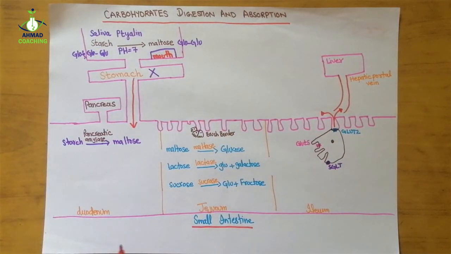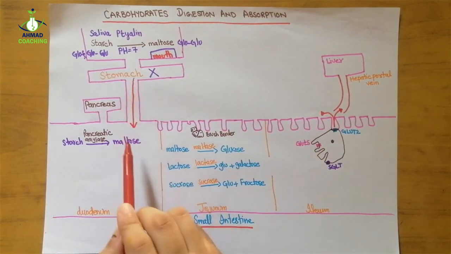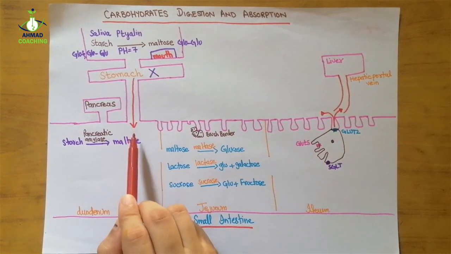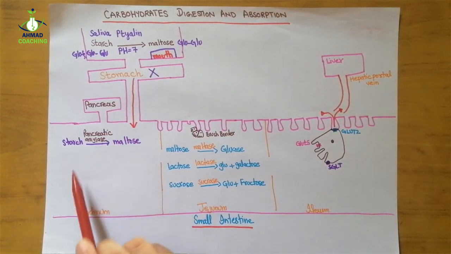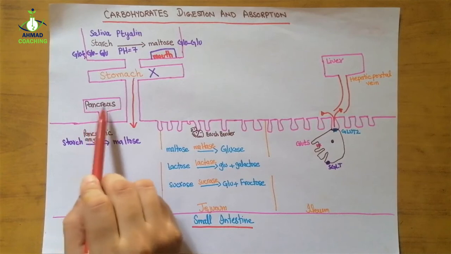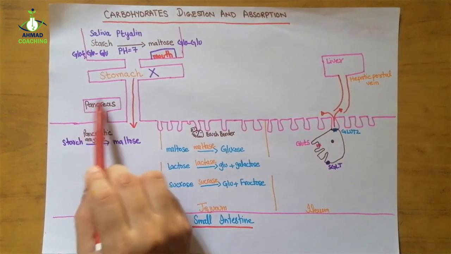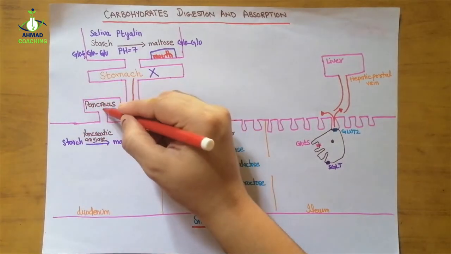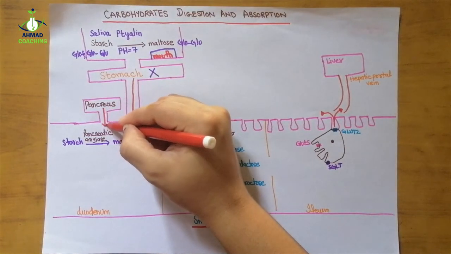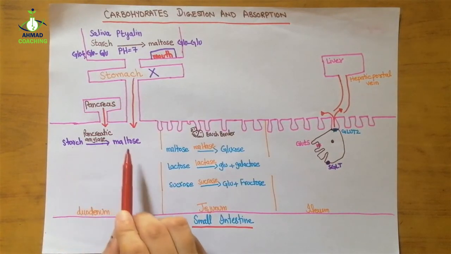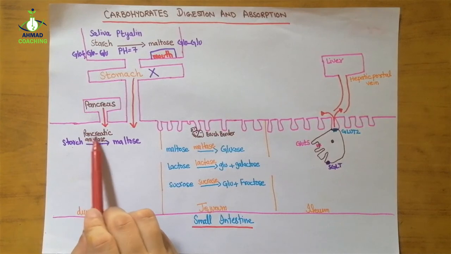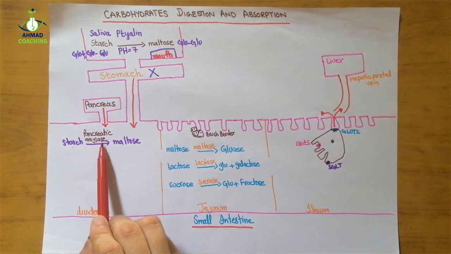The small intestine is divided into three parts: duodenum, jejunum and ileum. In the duodenum, when the food enters, it is further digested, but there is no enzyme in the duodenum that can digest it. The enzyme which digests the starch actually comes from the pancreas. So the pancreas sends its secretions into the duodenum, and the starch will be digested into maltose with the help of pancreatic amylase.